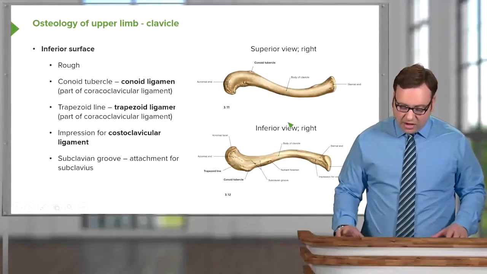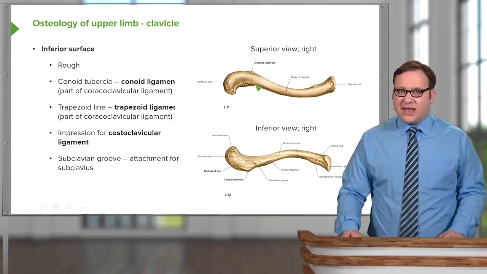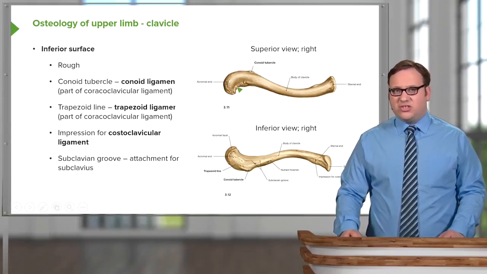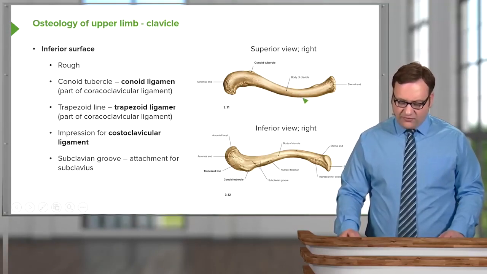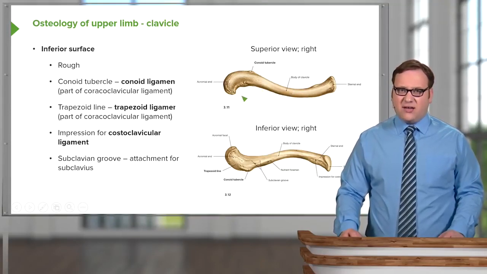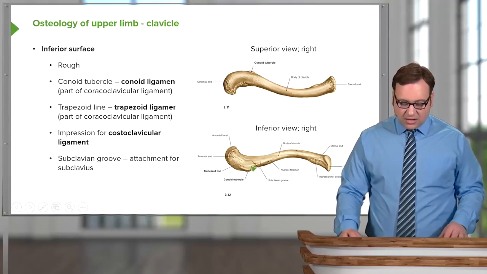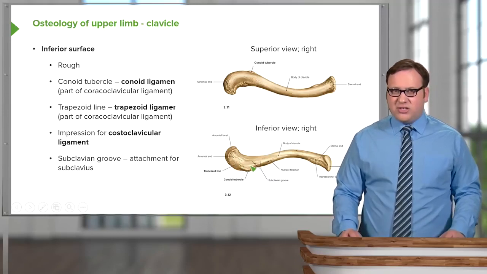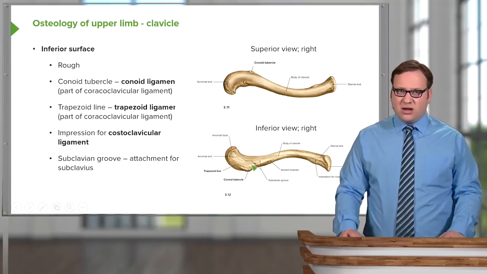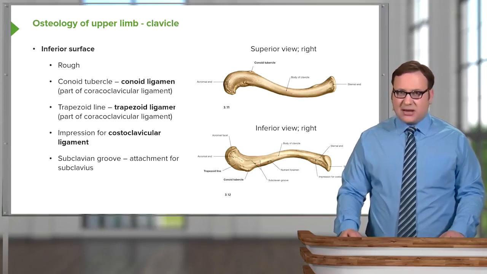So here we have an overview on this slide of the clavicle. This is a right clavicle in this diagram. We have the smooth superior surface, which is convex anteriorly for the medial half and concave anteriorly for the lateral half. The inferior view has a number of features. It's roughened, I've got the conoid tubercle, the trapezoid line, the costoclavicular ligament impression, and also a groove for subclavius.